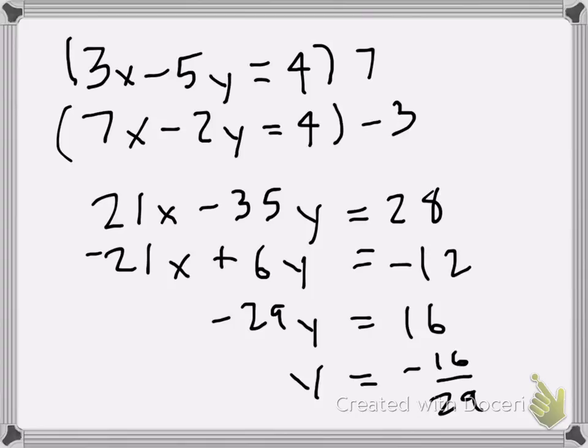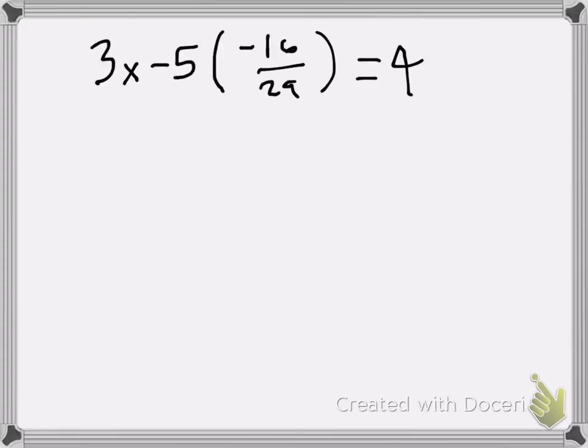So the next thing I'm going to do is plug that -16 over 29 into one of my other equations. Yeah, I chose to plug that value into the first equation. And for y, of course, since it was a y value, and so it looks like this at this point. So next I'm going to do some multiplication here. So -5 times -16 over 29 will give me positive 80 over 29.